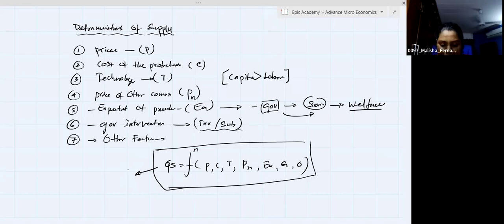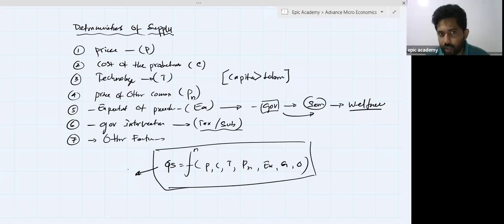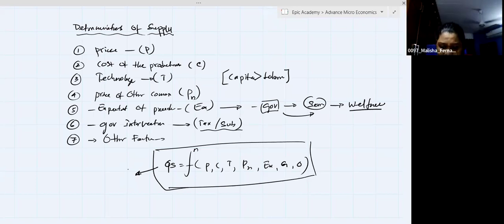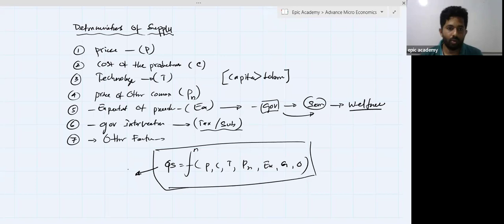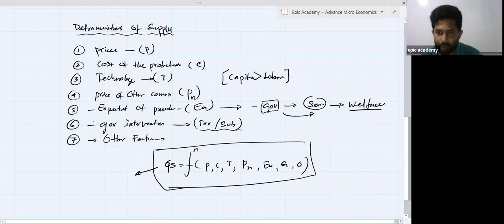Excuse me, sir. Yeah. Sir, last week you said the number of producers is a factor as well. The number of producers in the market determines the supply amount. After the expectations of the producers, EX, you said the number of producers as well, capital N. Yeah, it can also be included. It is not a major factor.